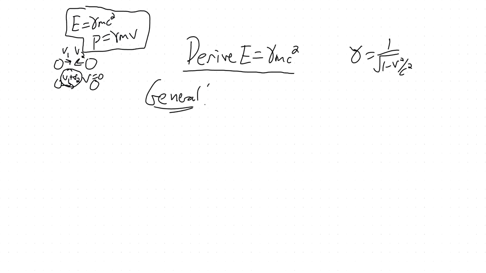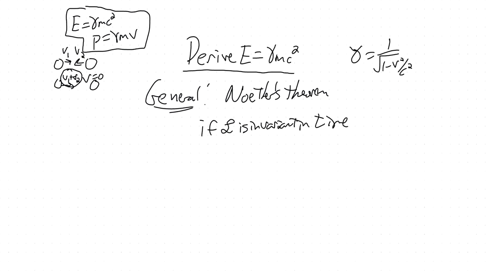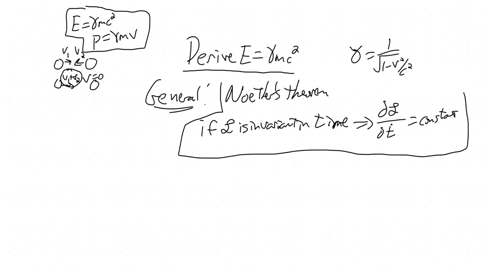This comes from Noether's theorem and the Lagrangian, right? Specifically that, if L is invariant in time, which it is, then dL/dt dot is constant. This is huge. This is the source of energy. And this constant we call energy.